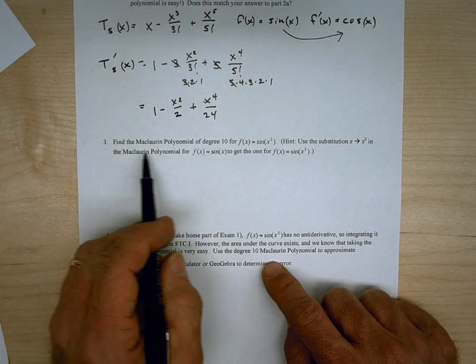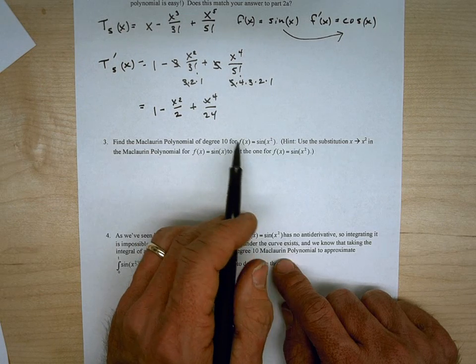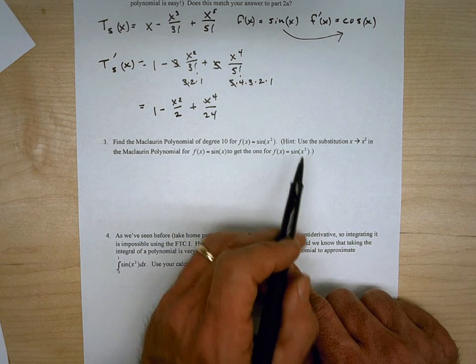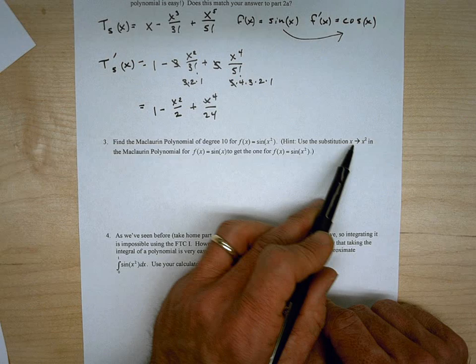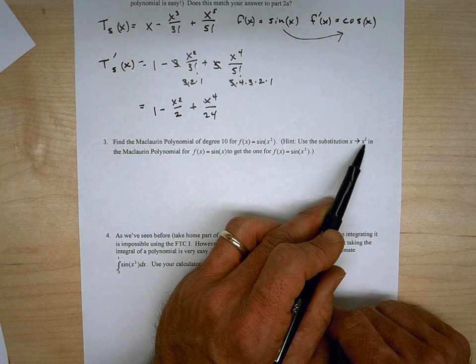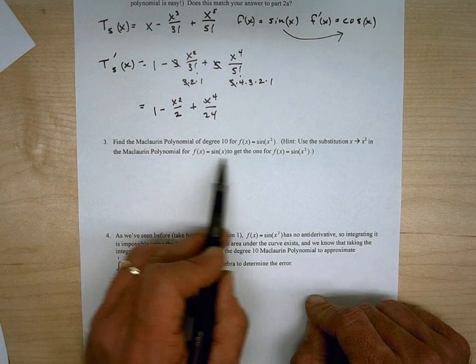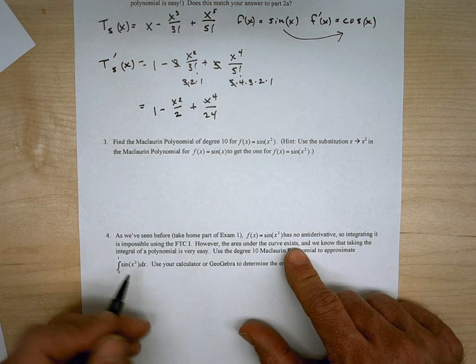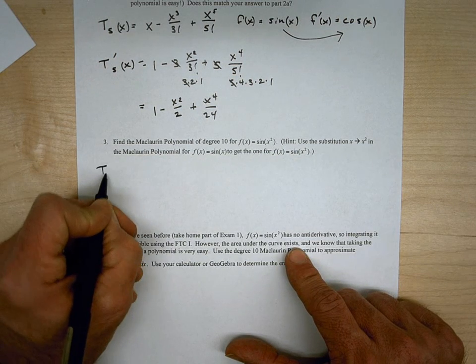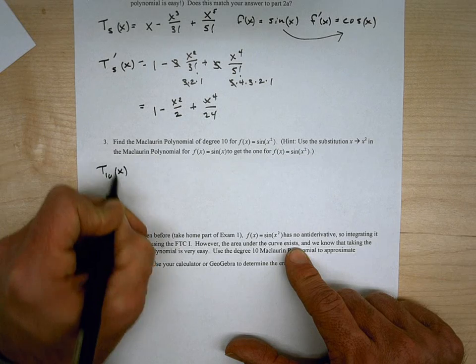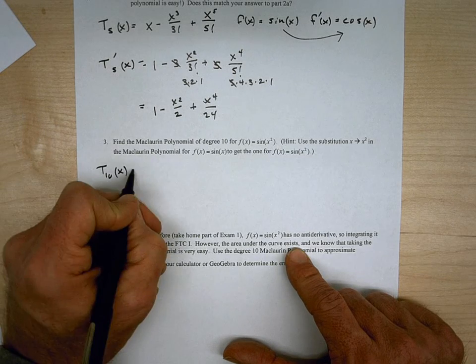So this says find the Maclaurin polynomial of degree 10 for f of x equal to sine x squared. And you're given this hint that we can substitute x squared for x in this sine x. So first, right off the bat, let's just say what the Maclaurin polynomial is for sine x. I'm just going to give you this.